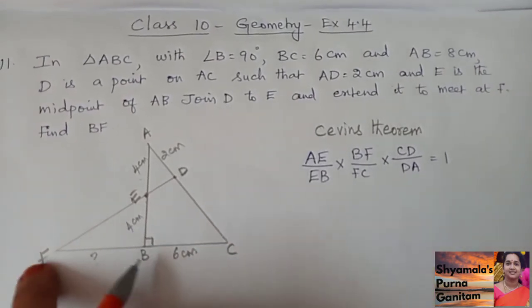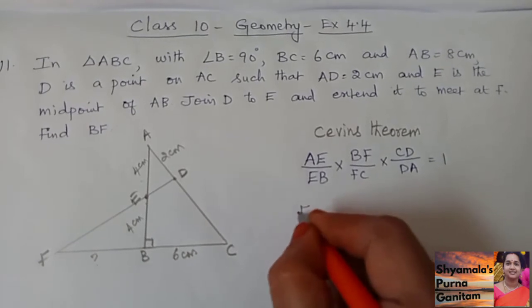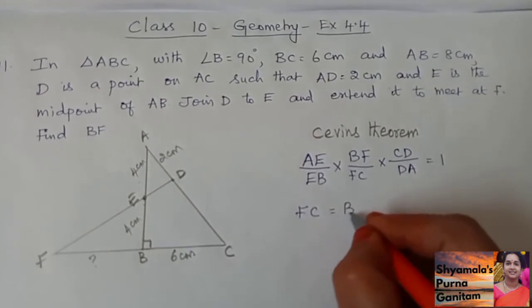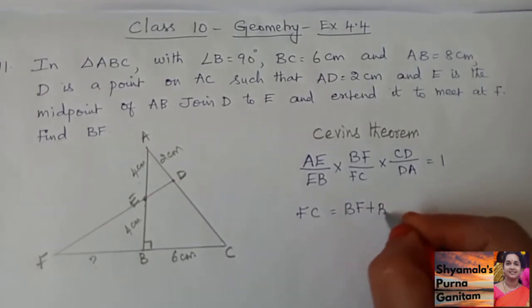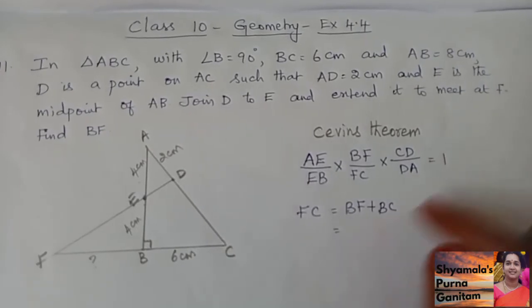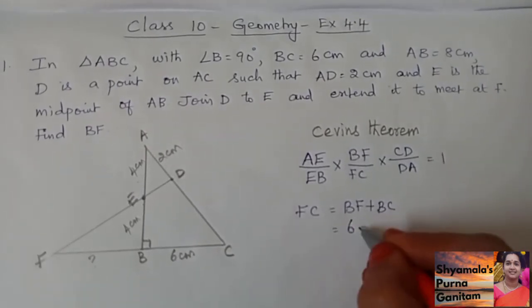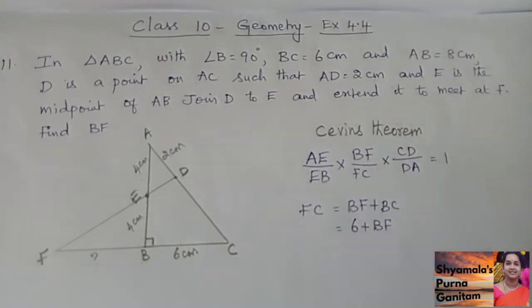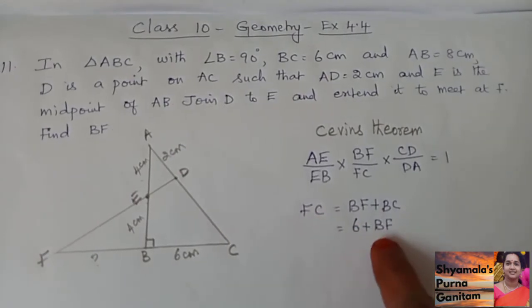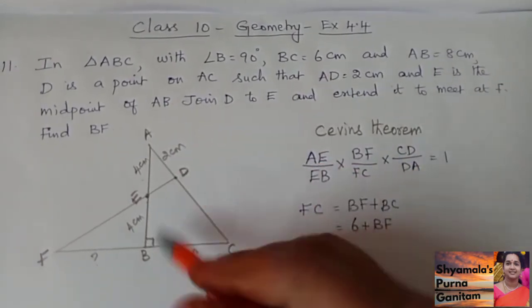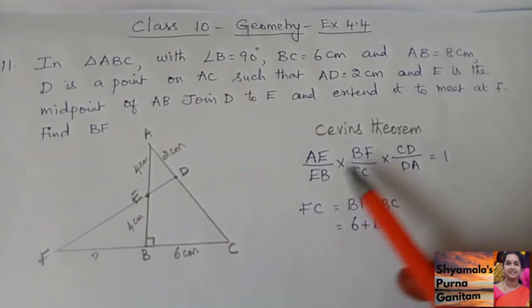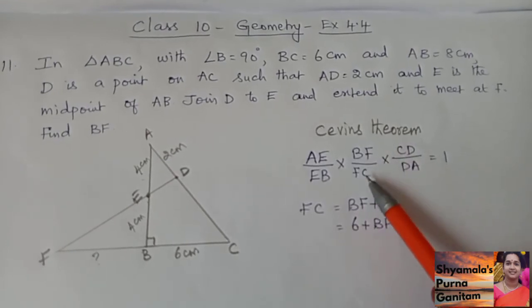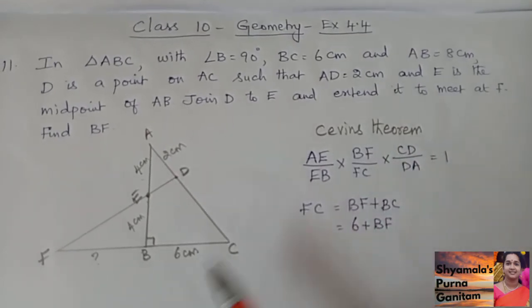So this is the measure of FC. So we'll rewrite this FC as BF plus BC. So what is the measure of BC? 6 centimeter. BF only we are asked to find. So we can write this as 6 plus BF. So that is the measure of FC. AE we got it as 4 centimeter, so that we will substitute. EB also 4 centimeter. And BF we are asked to find. FC is 6 plus BF.